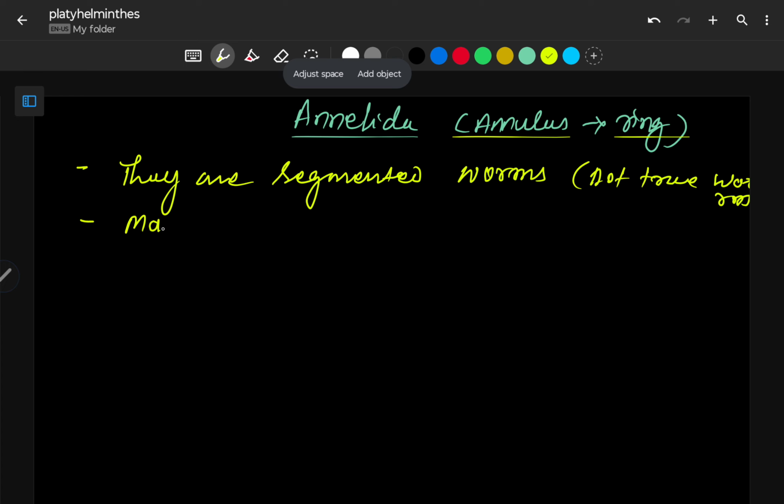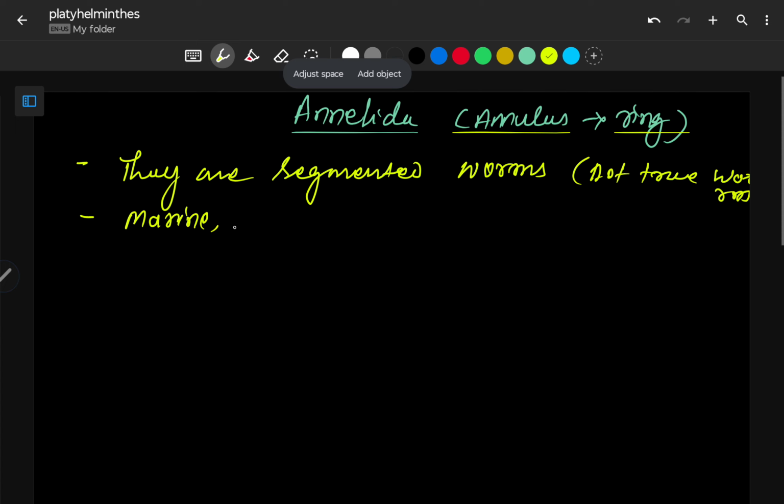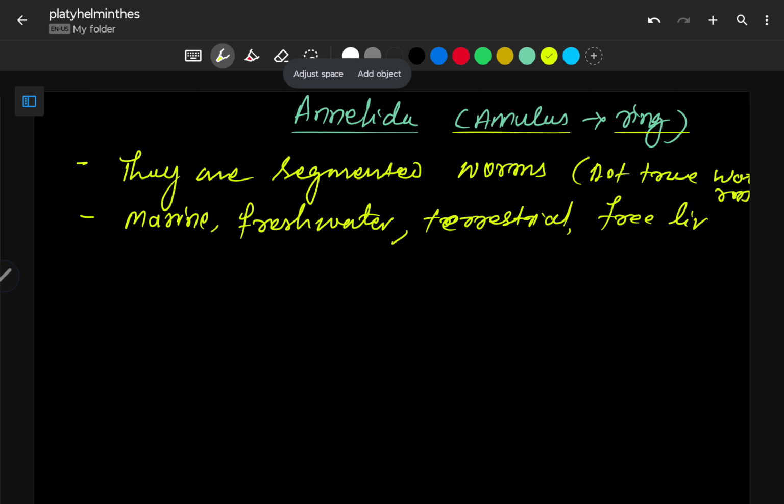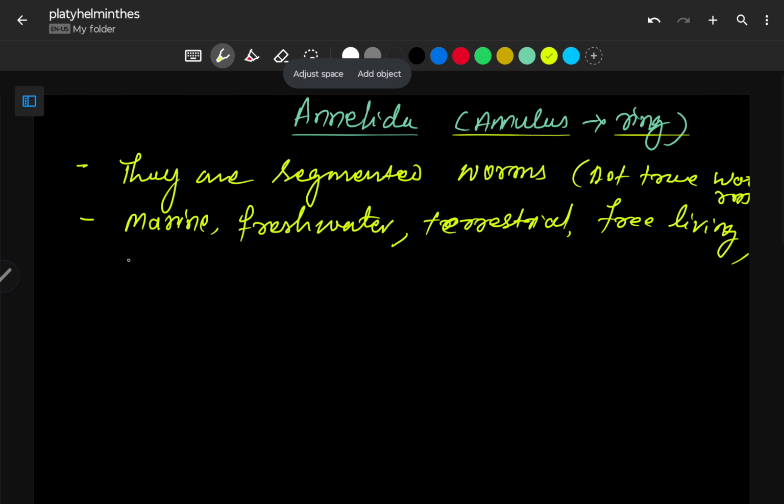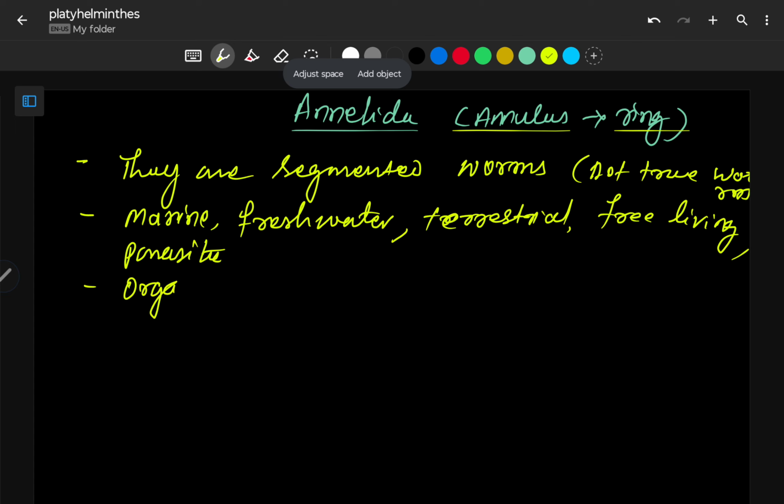They may be marine, water living, they may be freshwater living, they may be terrestrial, they may be free living, and some of them may be parasites. They have organ system level of organization.